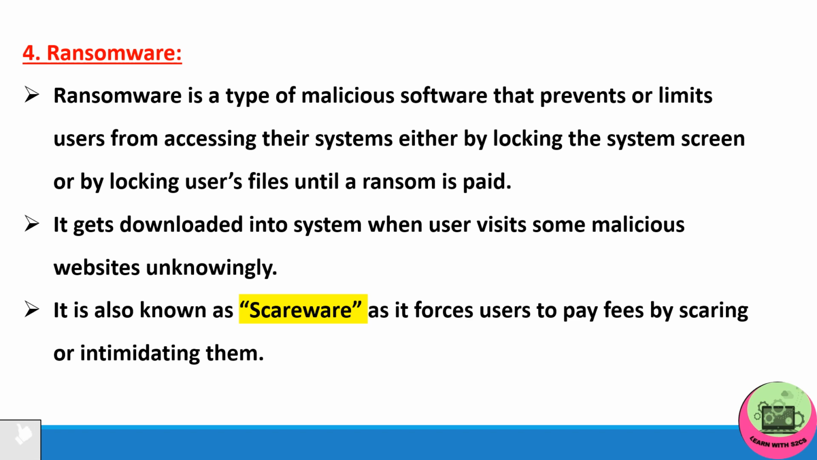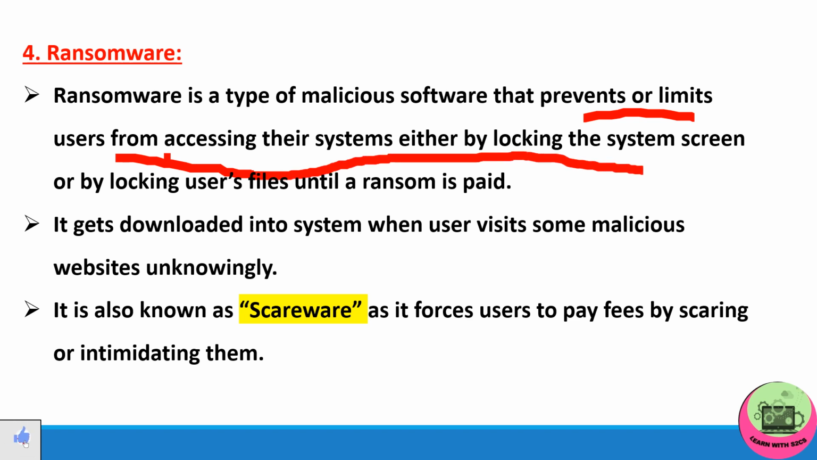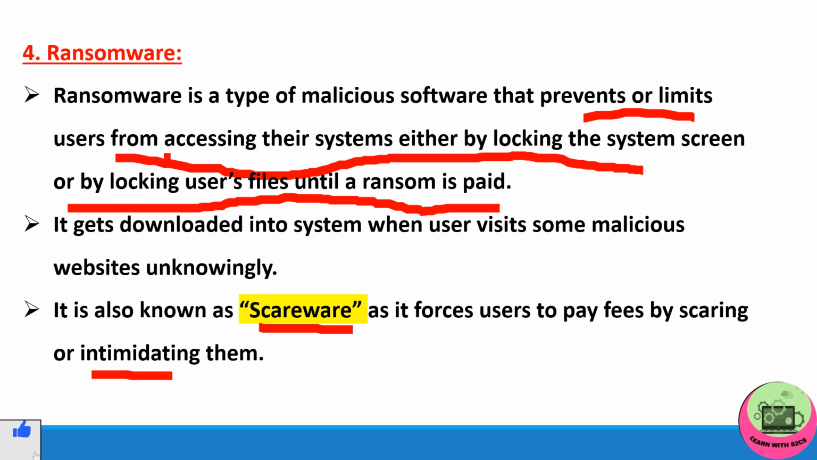Ransomware is a type of malicious software that prevents or limits users from accessing the system, either by locking the system screen or by locking users' files until a ransom is paid. It gets downloaded into the system when the user visits some malicious websites unknowingly. What happens is, the hackers will not allow you to access the system until a particular fee has been paid to them. So that is ransomware, that is threatening the user. It is also known as scareware, as it forces users to pay fees by scaring or intimidating them. Intimidating means threatening them that you have to pay certain fees, then only you will be able to access your system. So I hope you are clear with these four types of malware.